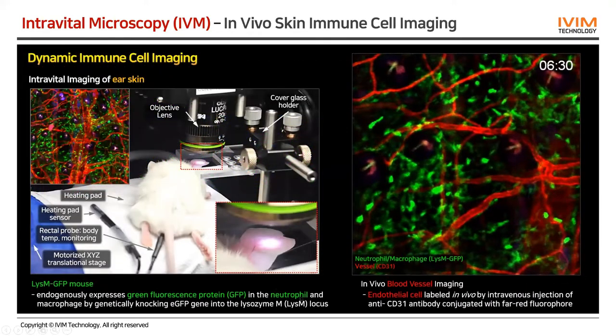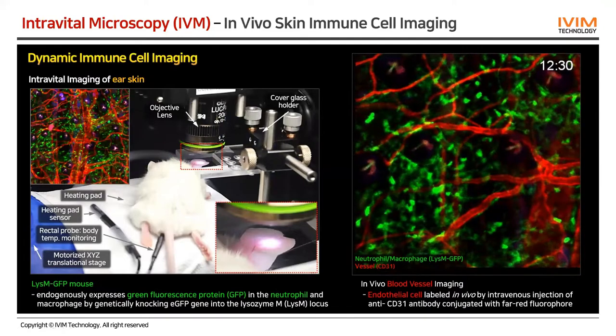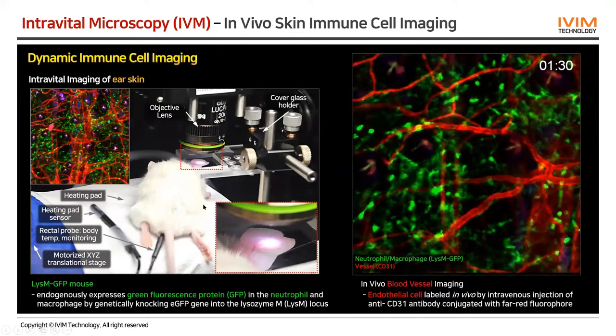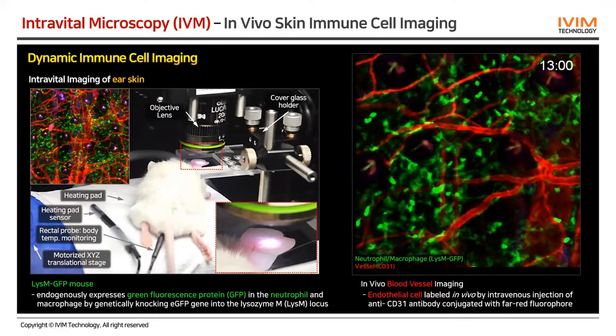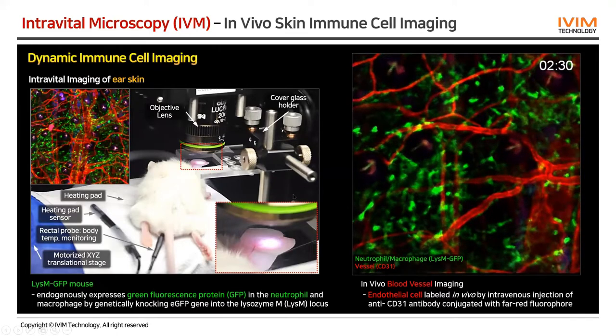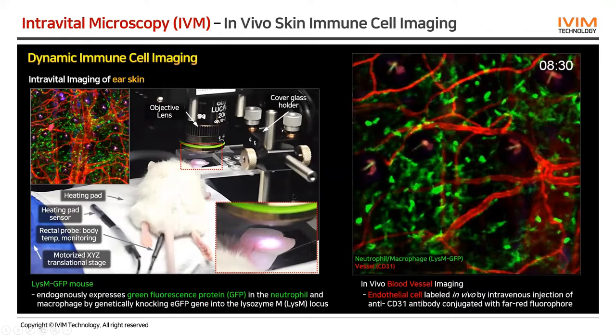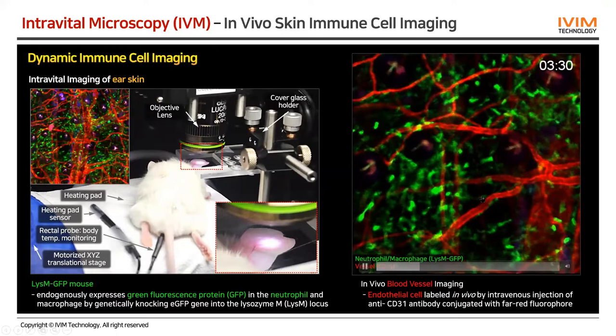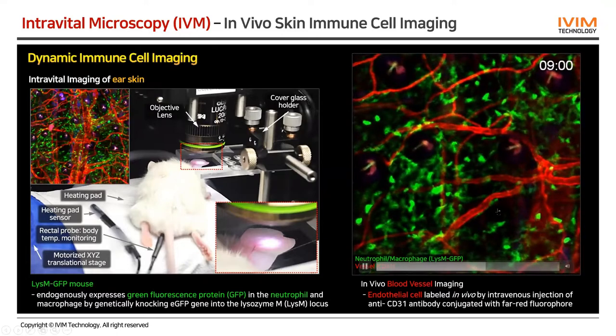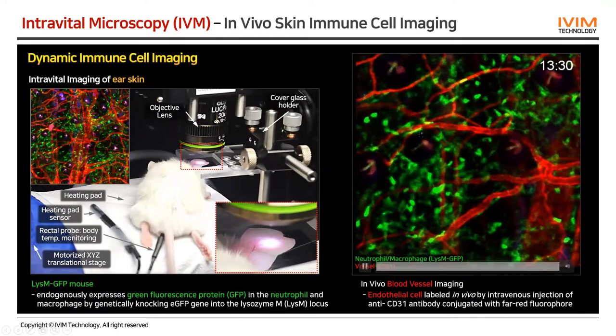And then this is the preparation for skin imaging. In the case of skin imaging, it's relatively easy, actually. We just anesthetize the animal model and then prepare a device to place the skin against the cover glass. And then we simply take the images using the microscope. So this is my example.